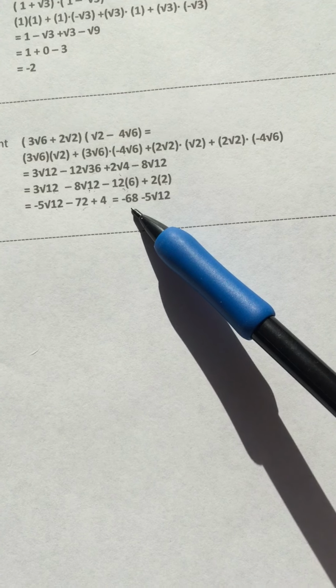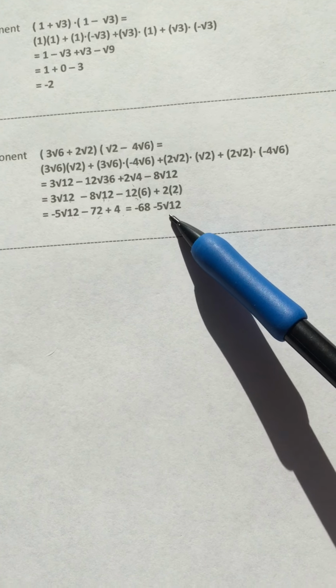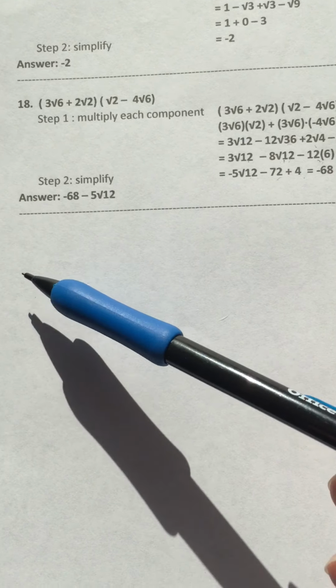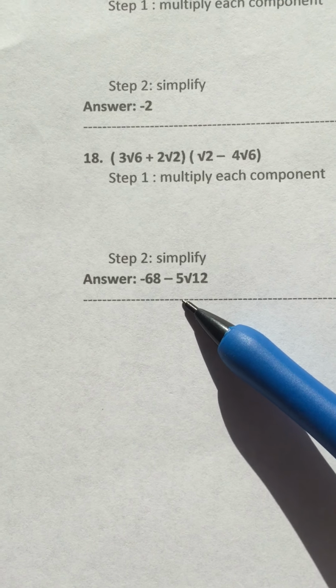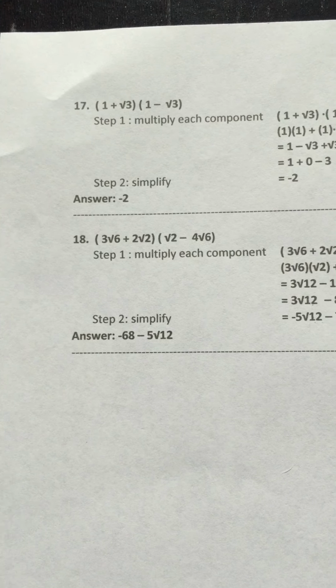So that's a minus 68 minus 5 square root of 12. So that's my simplified answer: minus 68 minus 5 square root of 12. And that completes this problem set.